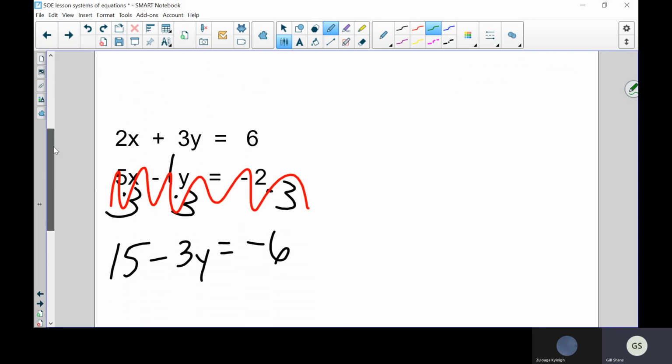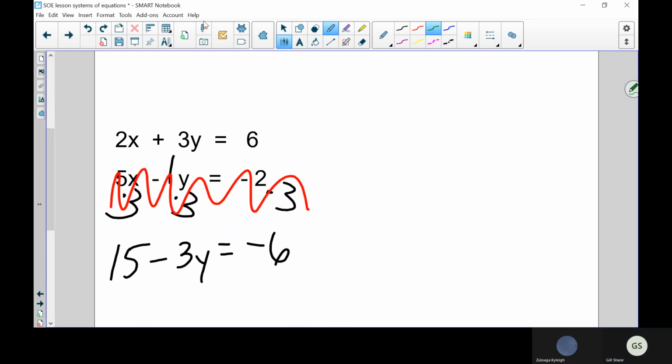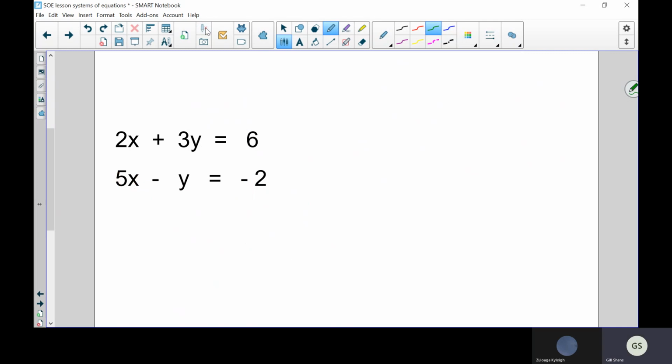All right, so here's the next kind of problem. Do we have the same number in front of one of the variables? We don't even have the same number this time. So your next question is, and remember our goal is what? Same number and opposite signs.